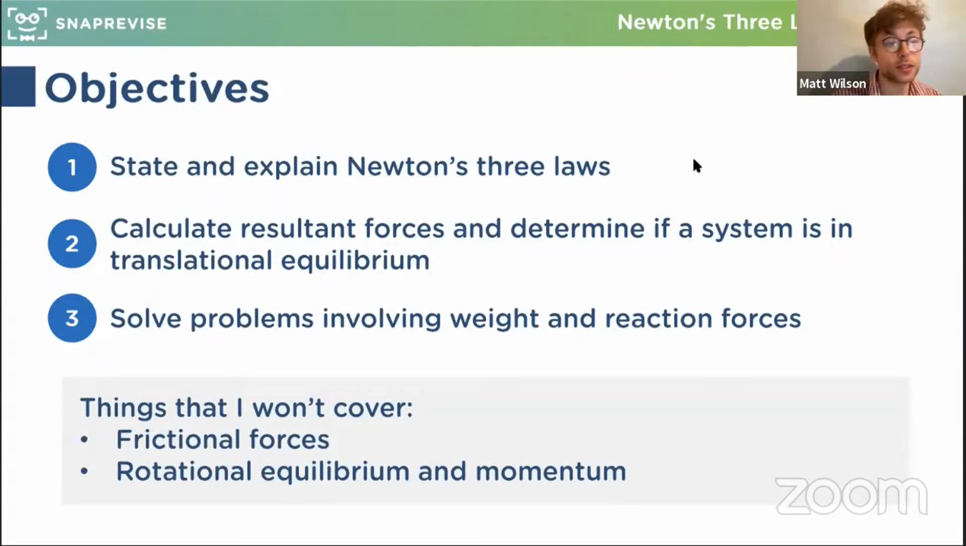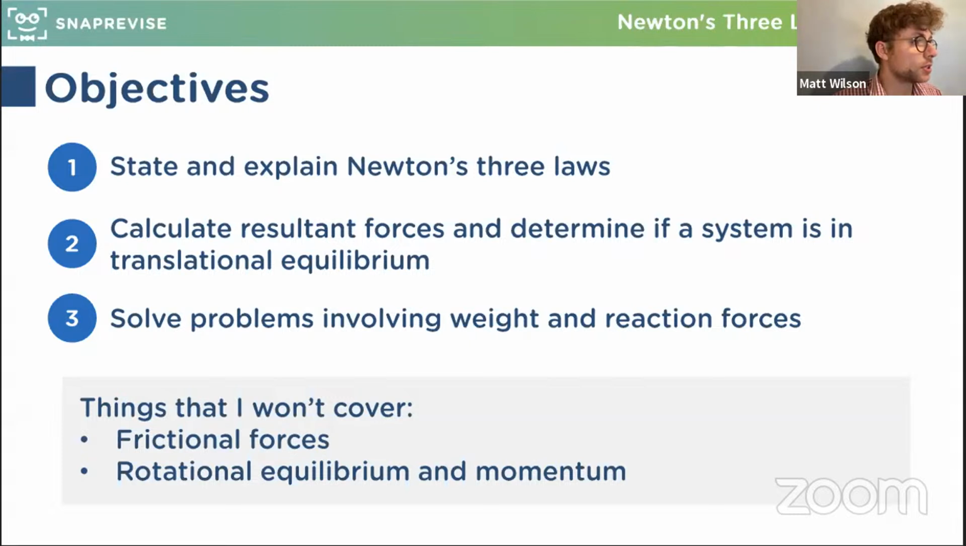So today we have three objectives. We're going to state and explain Newton's three laws. We're then going to calculate resultant forces and determine if a system is in translational equilibrium. And we're going to solve some problems involving weight and reaction forces. So this is all about calculating things with forces, all about equilibrium, which, as we'll see, is the special case where all the forces add to zero.